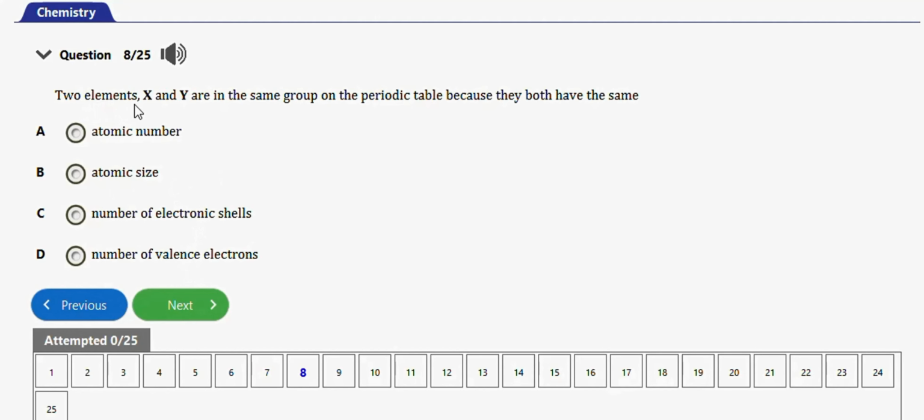It says two elements X and Y are in the same group on the periodic table because they have both the same atomic number, atomic size, number of electron shells, number of valence electrons. So the right option to this question is that for elements X and Y to be in the same group on the periodic table, it will be because they both have the same number of valence electrons, option D. That's the answer to this question. The next question will be this one.